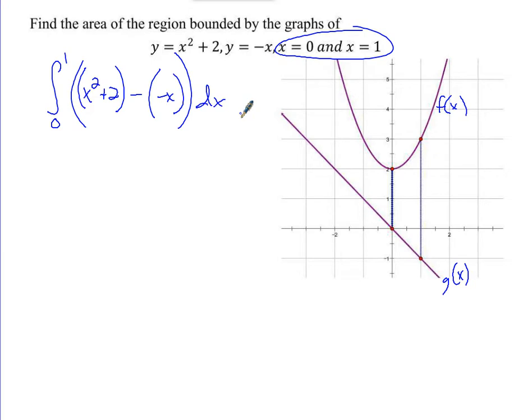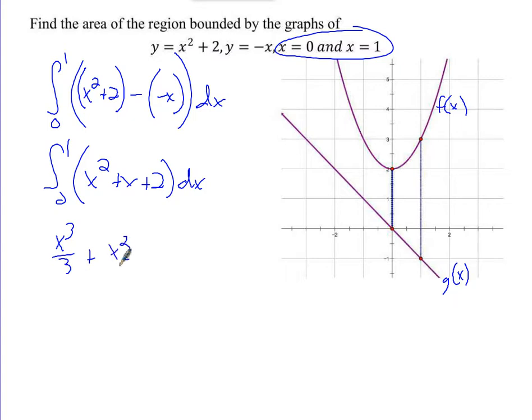Now what can we do? Combine like terms. So we have the integral from 0 to 1 of x squared plus x plus 2. Good. Now integrate it. 1/3 x cubed plus 1/2 x squared plus 2x, evaluated from 0 to 1. You have to remember how to do this.